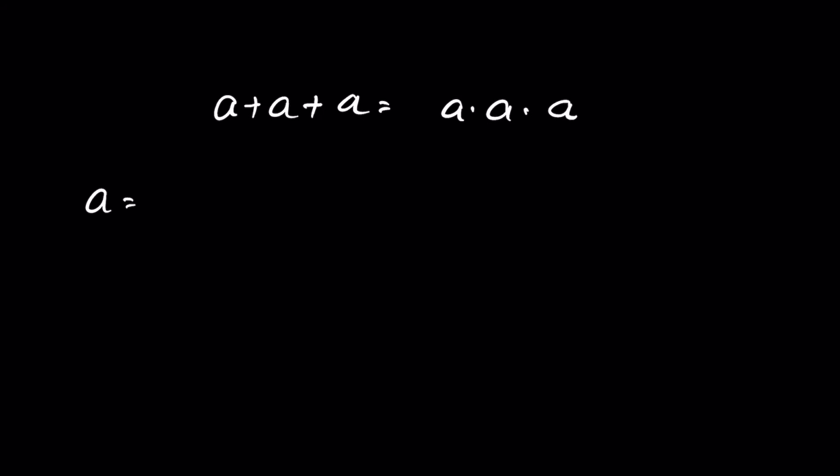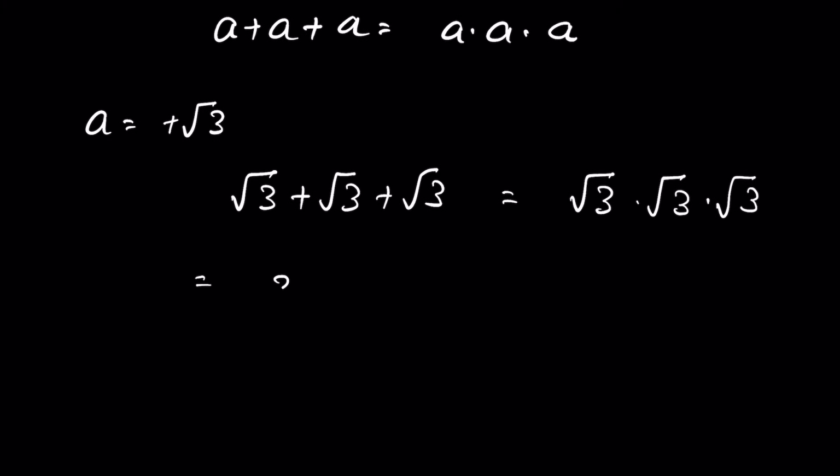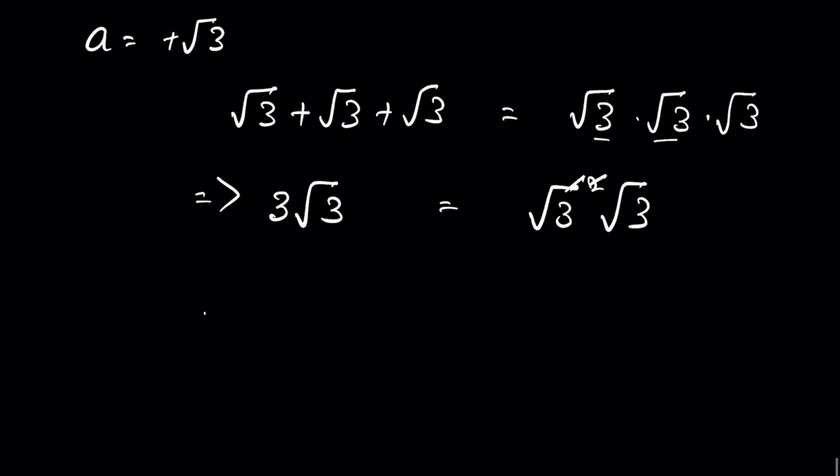Let's verify these solutions. No need to verify the 0. So when a equals plus square root of 3, we write square root of 3 plus square root of 3 plus square root of 3 equals square root of 3 times square root of 3 times square root of 3. So the left side is 3 times square root of 3. Square root of 3 times square root of 3 is square root of 3 square times square root of 3. The square root gets removed with the square. So it is 3 times square root of 3 equals 3 times square root of 3.